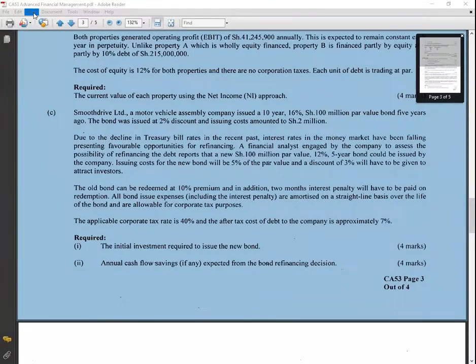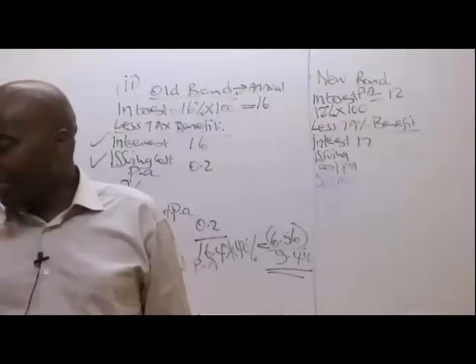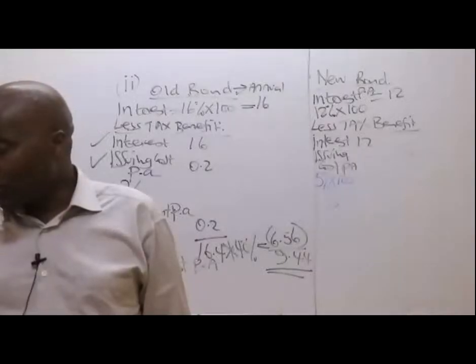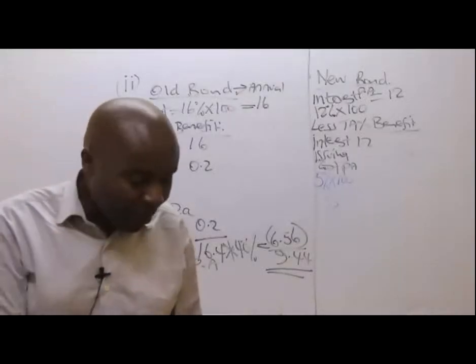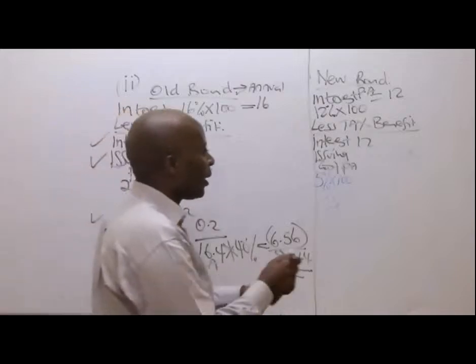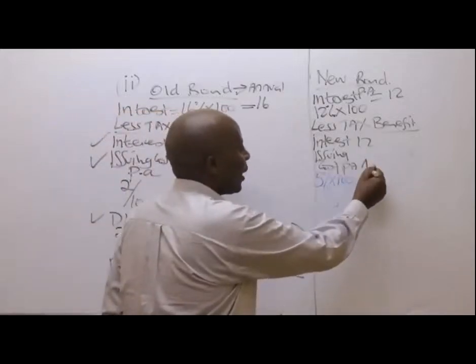But for issuing cost, you have to be careful. Issuing cost is normally amortized over the useful life of the bond. And this particular bond has 5 years. So you divide this by 5 to get issuing cost per annum, which in this case somebody gave me an answer: 1 million. So I'll leave out the M and only talk of 1.